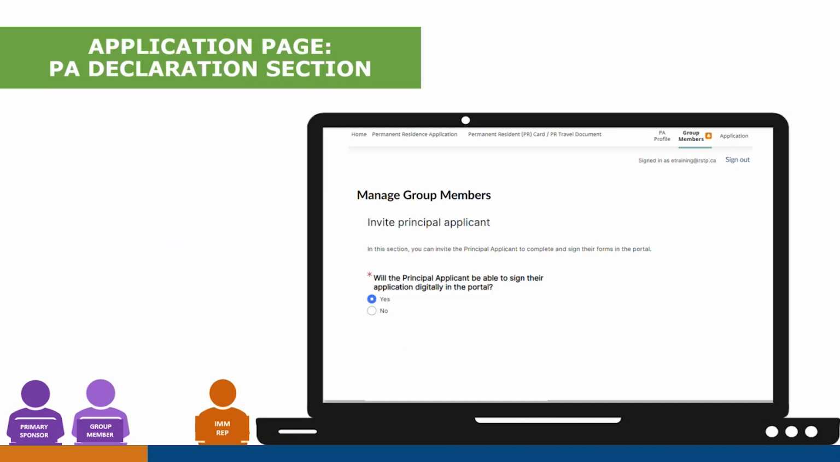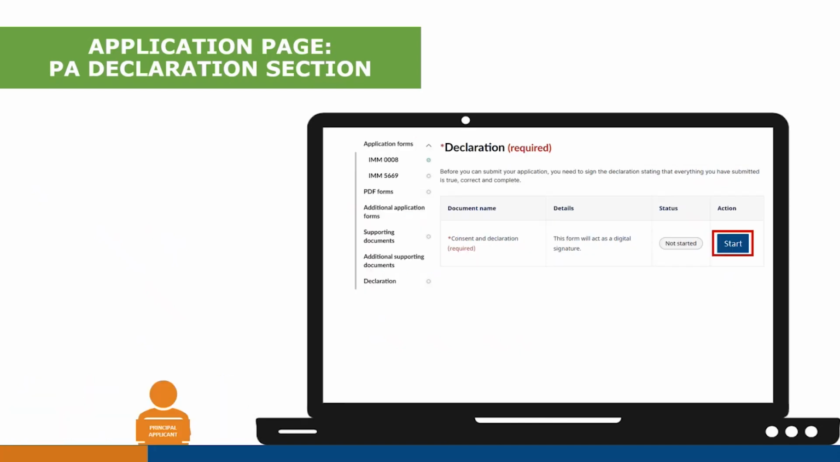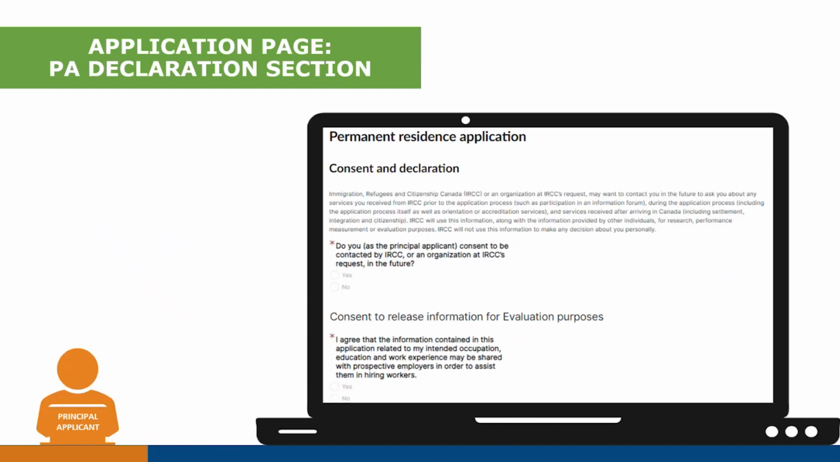Keep in mind that only the refugee can complete and electronically sign their declaration. Sponsors or immigration reps cannot sign on behalf of the principal applicant. So when the refugee logs into their account, they will see a Start button to access their consents and declaration form.